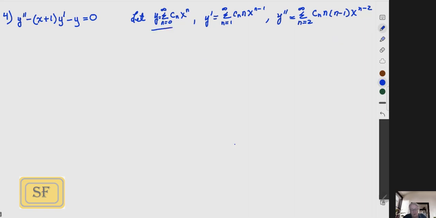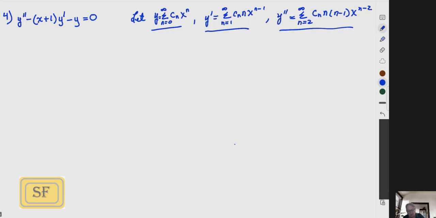We're going to let y equal the sum as n goes from 0 to infinity, c sub n x to the n. Then we get y prime is the sum as n goes from 1 to infinity, c sub n times n times x to the n minus 1. And y double prime is the sum as n goes from 2 to infinity, c sub n times n times (n minus 1) times x to the n minus 2.